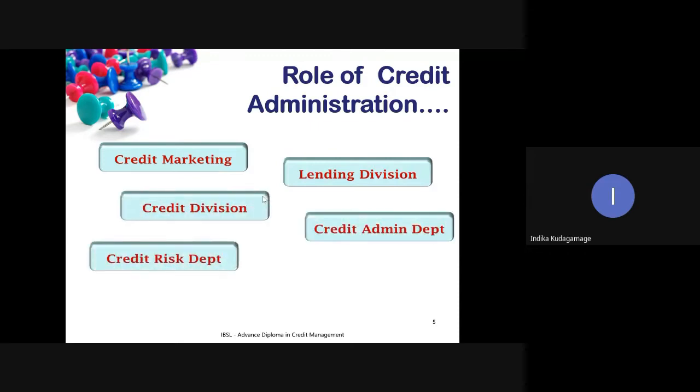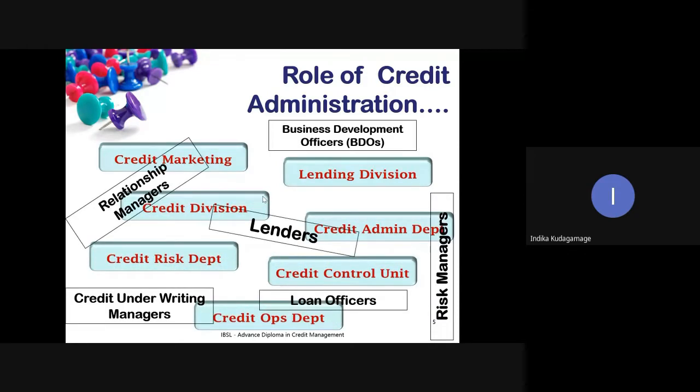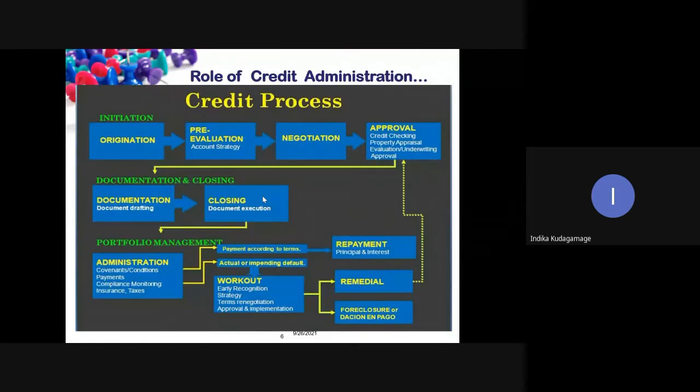These are routine, right? These are the different departments and different people who get involved in doing credit. We have credit marketing, lending division, credit divisions, trade admin department, credit risk department. We have so many departments and different people and titles coming up in the credit process. You saw this last week as well. This is the credit process where you have the initiation at the branch level, or sales team level. Then you do the pre-evaluation, negotiation, approval. That is the credit line.